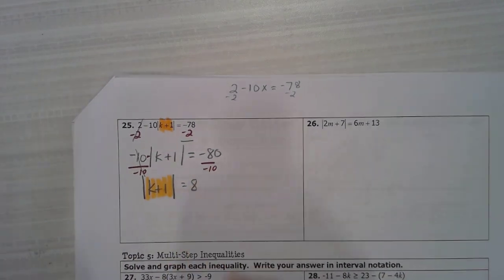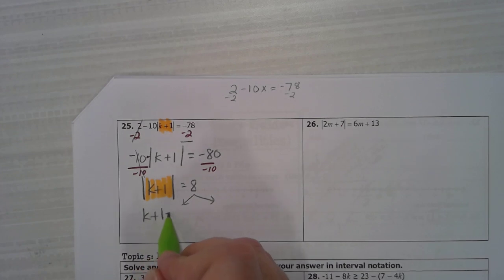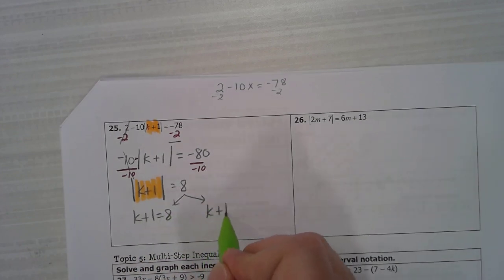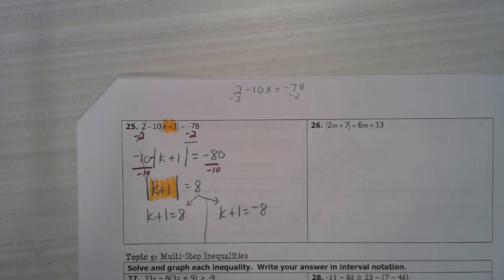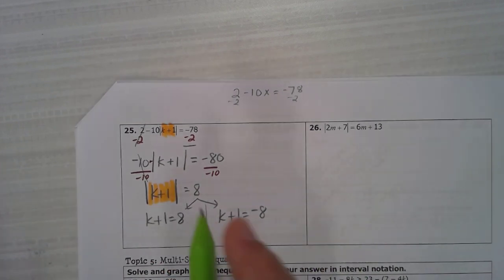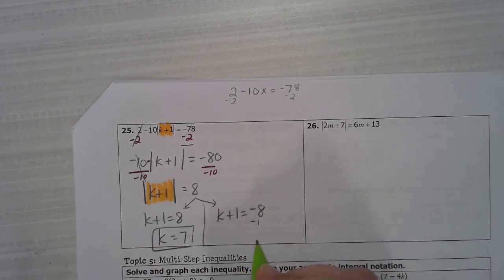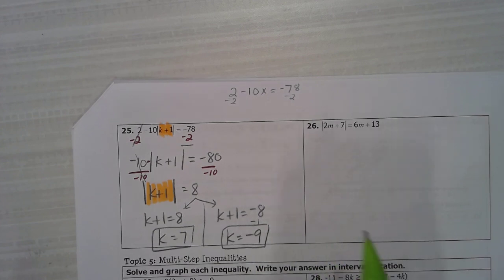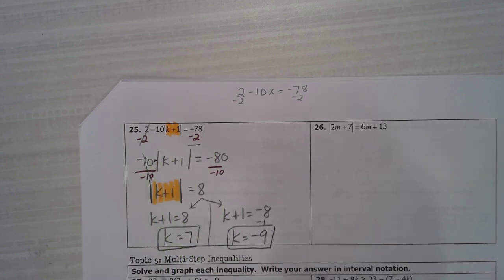It equals a positive number, which is good, so we can split this into our two equations. K plus 1 equals positive 8. K plus 1 equals negative 8. Take away 1 from both sides. 8 take away 1 is 7. Negative 8 take away 1 is negative 9. Take away 1, take away 1. Again, I don't have any variables outside of this, so I don't have to check for extra answers.